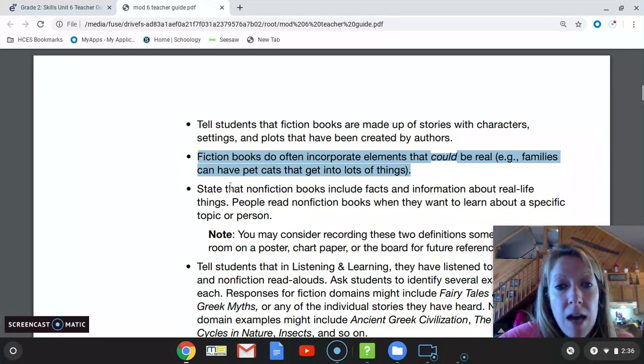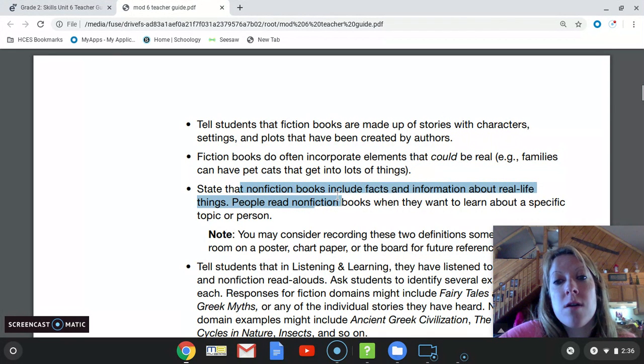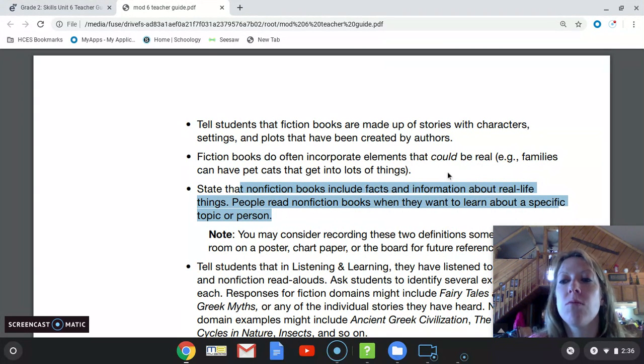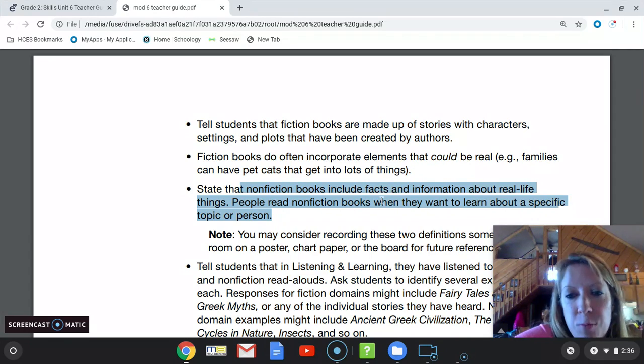Nonfiction books are real. They are books that include facts and information about real life things. People read nonfiction books when they want to learn about a specific topic or person. So often we read nonfiction books when we want to learn something. They're written to inform us and teach us things. Fiction books are written usually to entertain us, to make us laugh, and to have fun with.